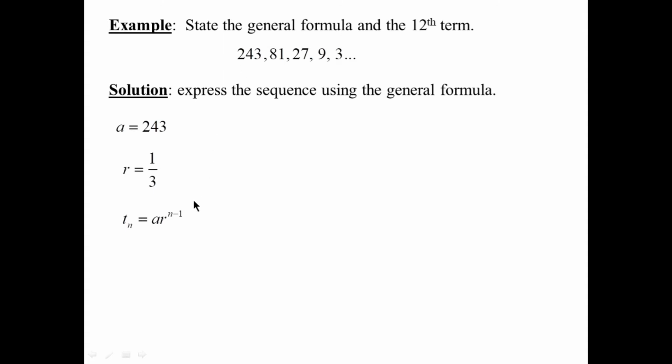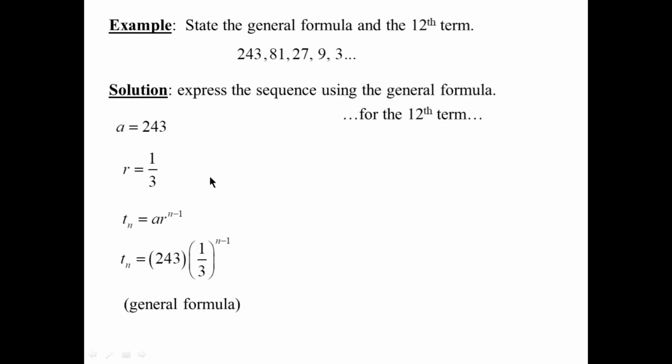Our general formula for a geometric sequence is a times r to the n minus 1. Plug in our known values, a and r, and please don't go 243 times a third here. It's very tempting. Don't do that, because it's not true. And that's our general formula, and we want the 12th term, so we'll plug in 12 for n. Minus 1 makes that 11.